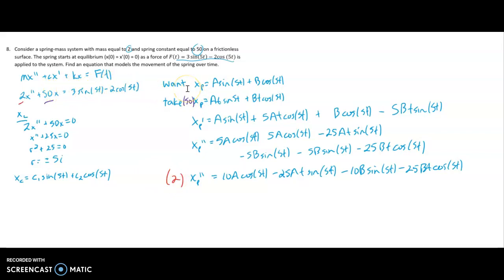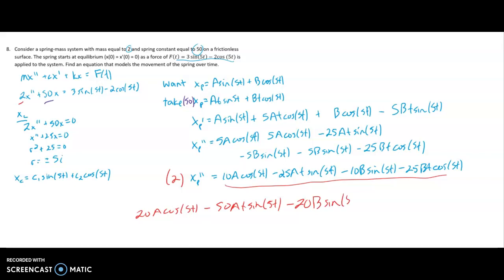So I'm going to plug that through and then set it equal to this stuff over here. So I'm going to go in the order in which it has it here. So I get 2 times this whole thing right here. All right, that gives me 20a cosine of 5t minus 50at sine of 5t minus 20b sine of 5t minus 50bt cosine of 5t.